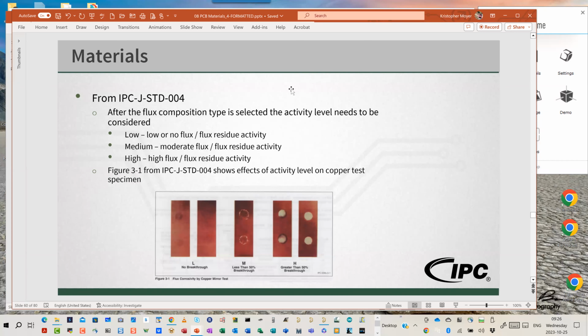After the flux composition type is selected, the activity level needs to be considered. Low is low or no flux or flux residue activity. Medium or moderate is medium flux or flux residue activity. And high is high flux or flux residue activity. So even without the additional acids, the flux itself becomes acidic in that it is stripping away surface contaminants. This is one of the reasons why we don't want to use the organics or the inorganics. We'll use organics or inorganics if it's a big, large, massive copper feature.